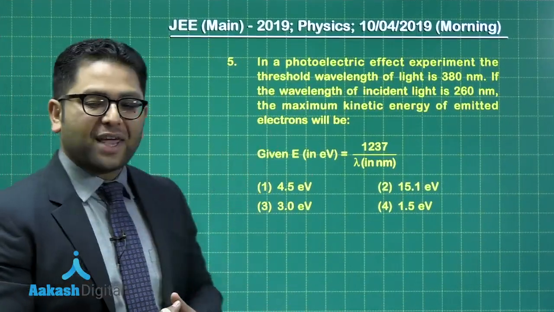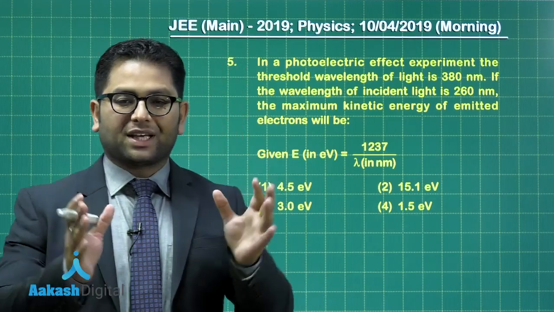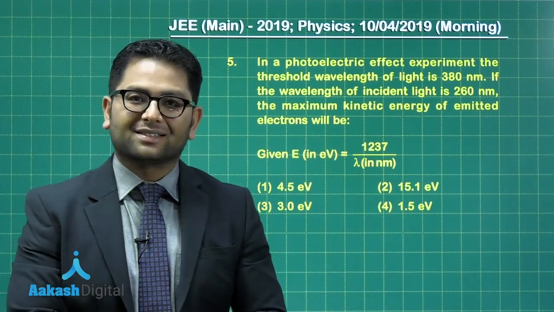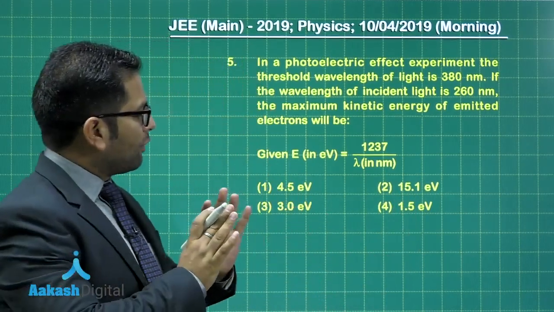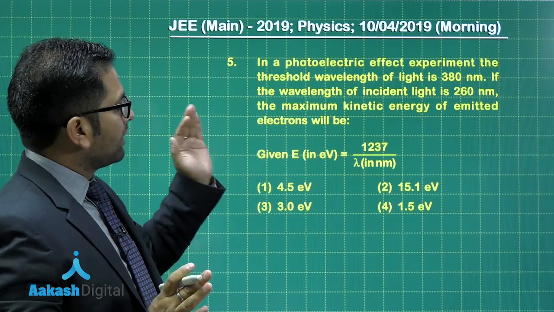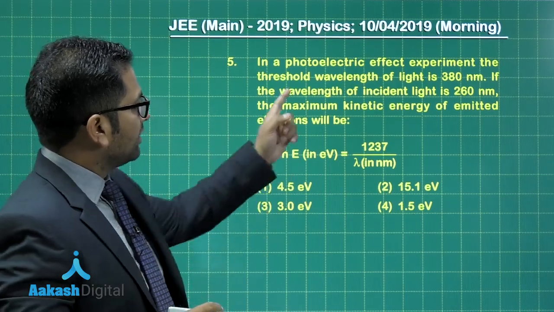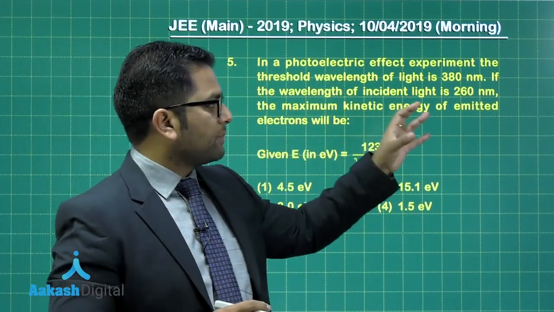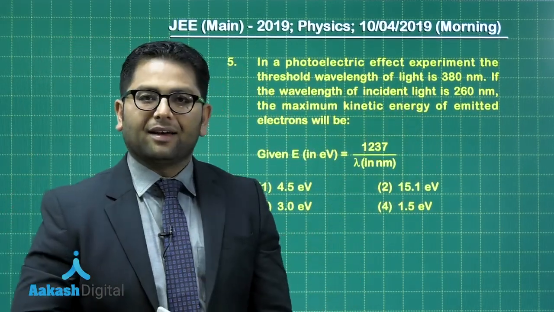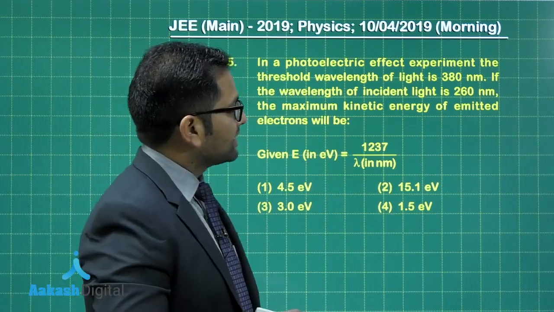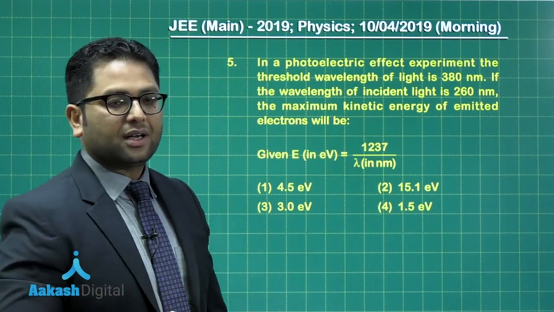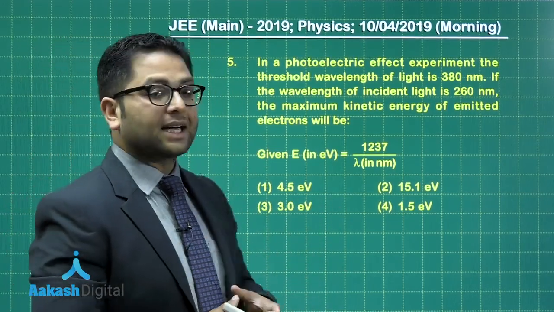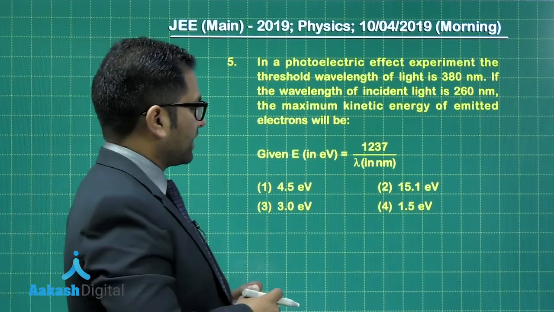Question number 5, modern physics, one of the very fertile areas of both JEE Mains as well as JEE Advanced. And this is a very straightforward question. The photoelectric effect has been given. The threshold wavelength is 380 nanometer and the incident wavelength of light is 260. Since the incident wavelength is lesser than the threshold, there would be emission. We need to calculate the maximum kinetic energy of emitted electrons.